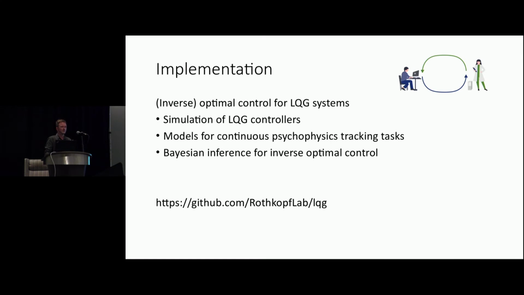We have a GitHub repository that includes the code for these inverse optimal control methods for LQG systems, to simulate LQG controllers, and different models for these continuous psychophysics tracking tasks, and Bayesian methods for inference for inverse optimal control, which I'll talk about in the second part of the tutorial. We would really like to make this community-driven, because right now we have these very simple models of tracking tasks, but we would love to extend this to other kinds of tasks, like reaching tasks, eye movement tasks, and whatever you can come up with. We would love to see issues and pull requests and have people actually use our code.